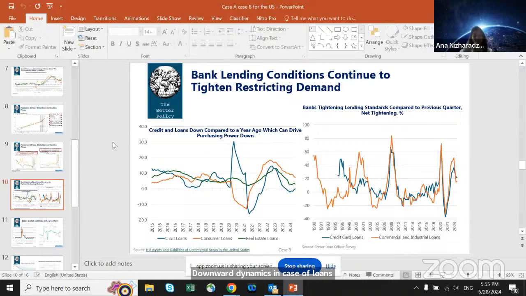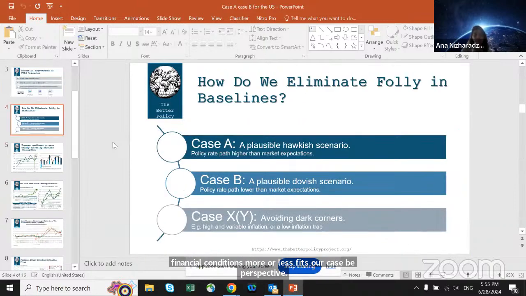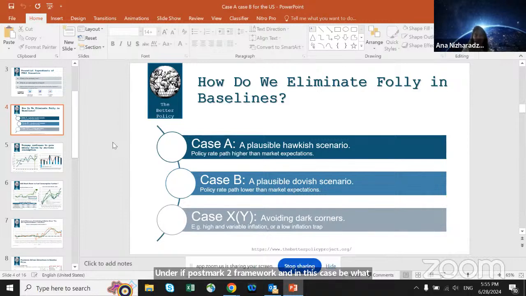which leads us to think that if it continues, then it will ease these demand side pressures, and the analysis of financial conditions more or less fits our case B perspective under the FPAS Mark II framework. And in this case B, what we may be observing is that these tightened financial conditions will decrease these demand side pressures, and under case B, we will be observing lower inflation and faster moderation.